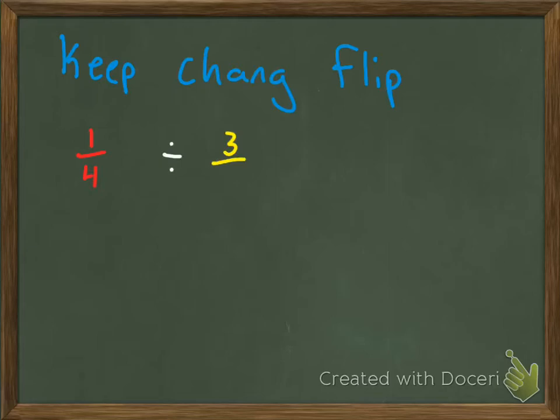Let's look at another example. Remember, we're going to keep, change, flip. So 1/4 divided by 3/5. We're going to keep, 1/4 stays the same. We're going to change, division becomes multiplication, and we're going to flip and find the reciprocal, so 3/5 becomes 5/3.